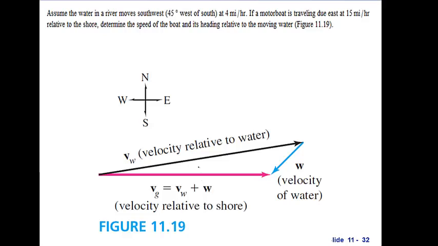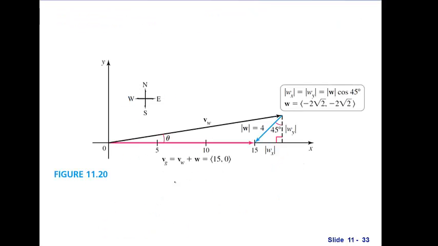To solve this problem, we would like to set this within the coordinate system. If we go ahead and do this, now everything is clear. The pink vector: because the boat is moving east at 15 miles per hour, VG is just a vector in the direction of the x-axis with the length 15. So the components would be 15, 0 here.